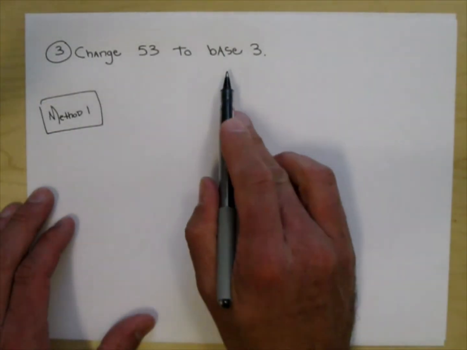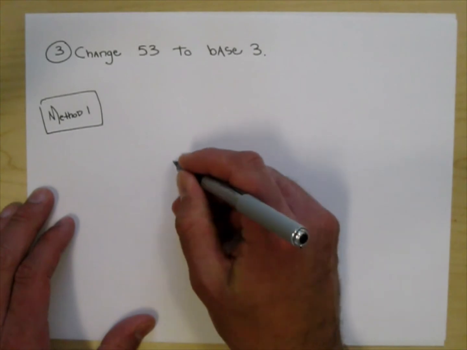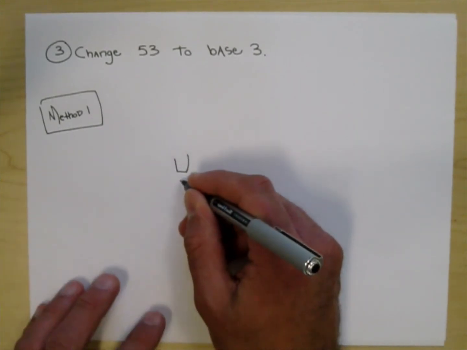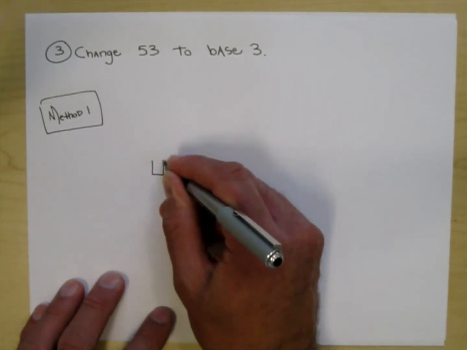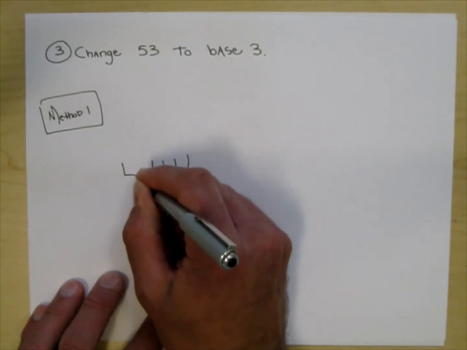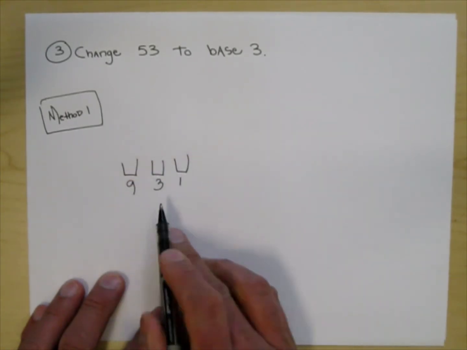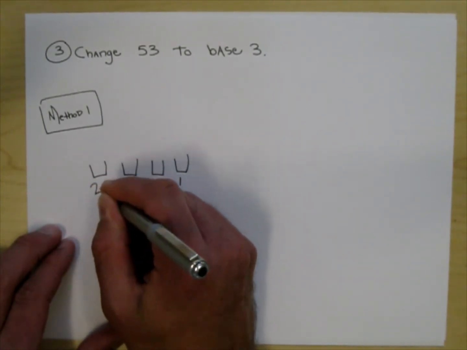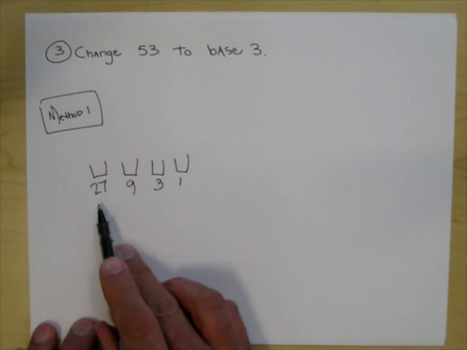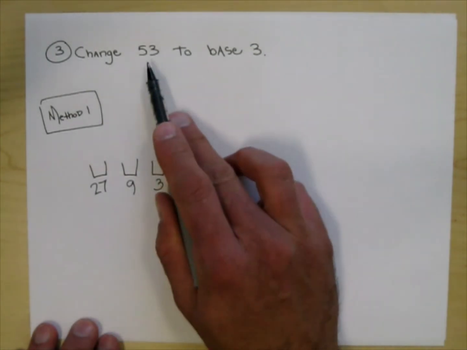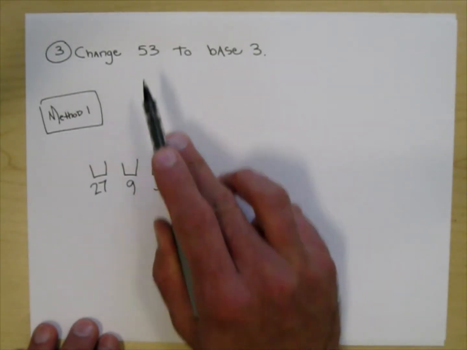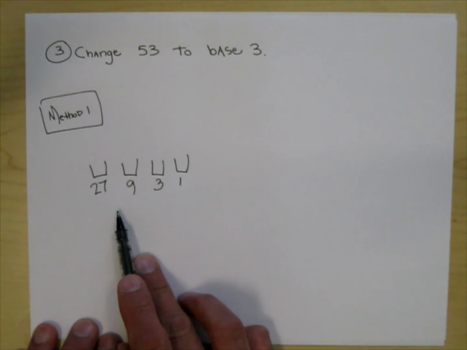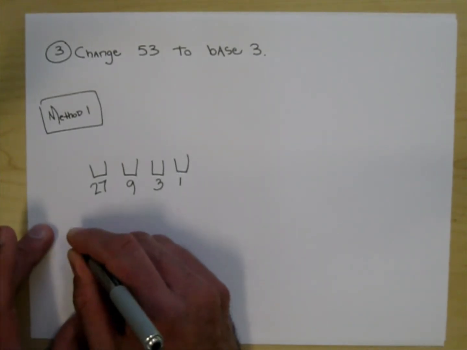Shopping method. Base 3. That's what I'm thinking of when I'm putting my bins here. So we have 1, 3, 9, because 3 times 3 is 9. 3 times 9 is 27. 3 times 27 is going to be a lot bigger than 53. So I'm just going to stop right there. And now I have my $53.